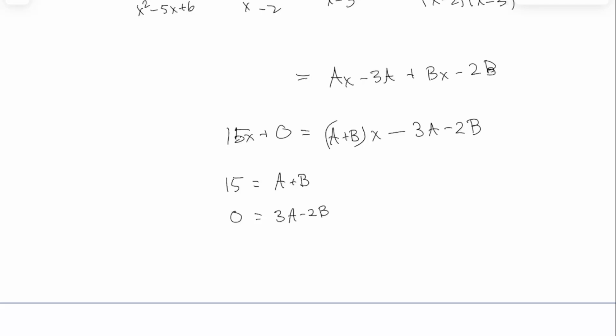And then we need to solve the system. This can be a pain sometimes, but I'm going to try and give you ones where the system works out nicely. So I'm going to say B is 15 minus A, just to solve that one for B, and then plug that into the other one. 0 equals 3A minus 2 times 15 minus A. That says 3A minus 30 plus 2A. That's 5A on the right.